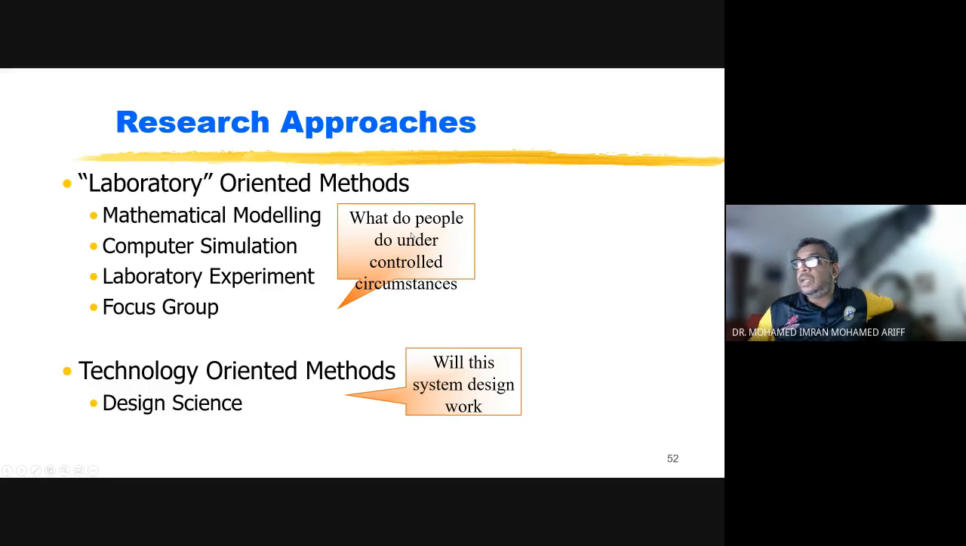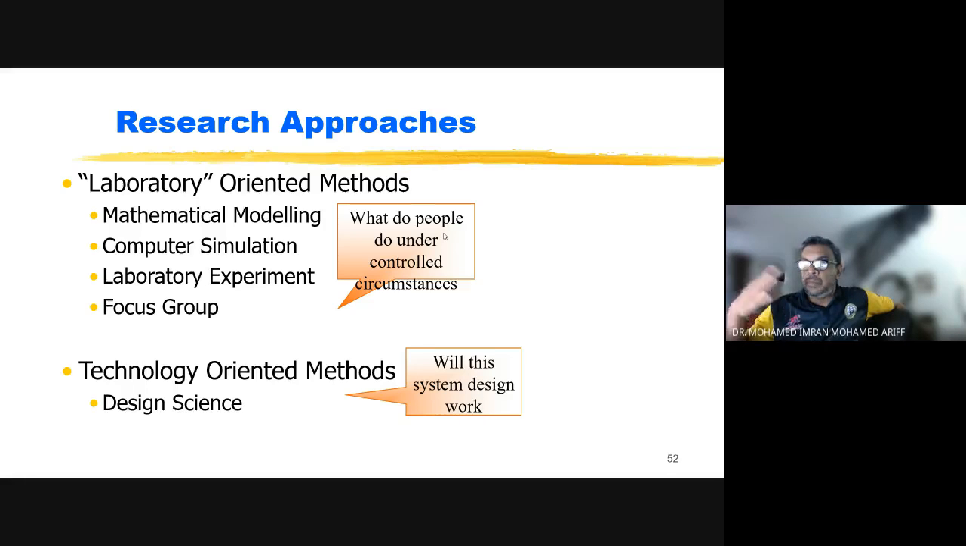Kenapa saya katakan dia control circumstances? Sebab you are controlling your focus group. You control them. You kata you nak bincang pasal ini sahaja. You are looking at this. You control them. You letak dia orang dalam satu bilik. You tutup pintu ke apa. You letak kamera semua. You ask them to do only certain things. So that is what we say as a focus group.